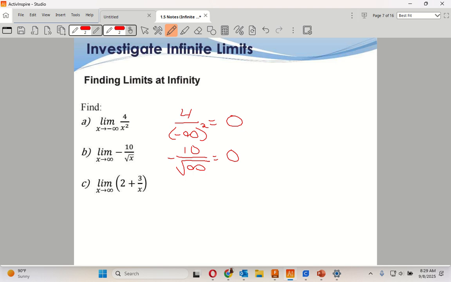Alright, right here, this is going to be 2 plus 3 over infinity. So that 3 over infinity is going to give me what? 0. So this is going to be eventually becoming 2 plus 0, which is going to give me 2.